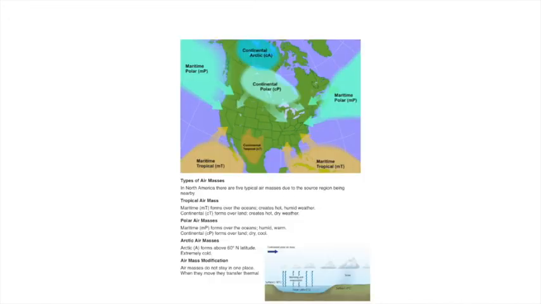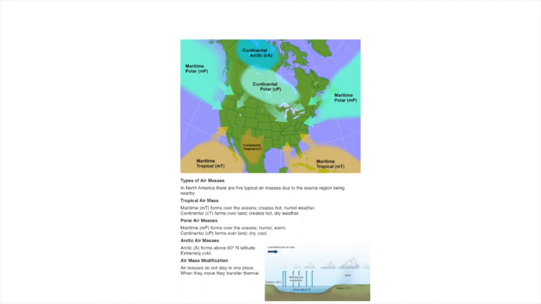So let's look at the ones next to North America. So the tropical ones are towards the south, because south is towards the equator. The maritime ones are towards the ocean. Continental would be towards the continent or over the continent. And then polar or Arctic would be towards the North Pole.